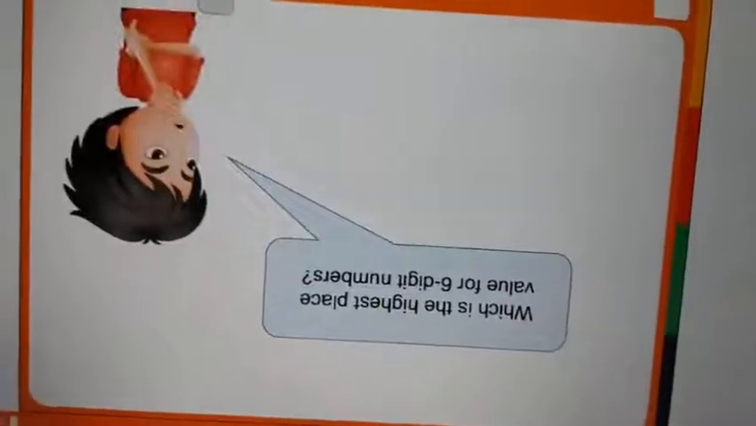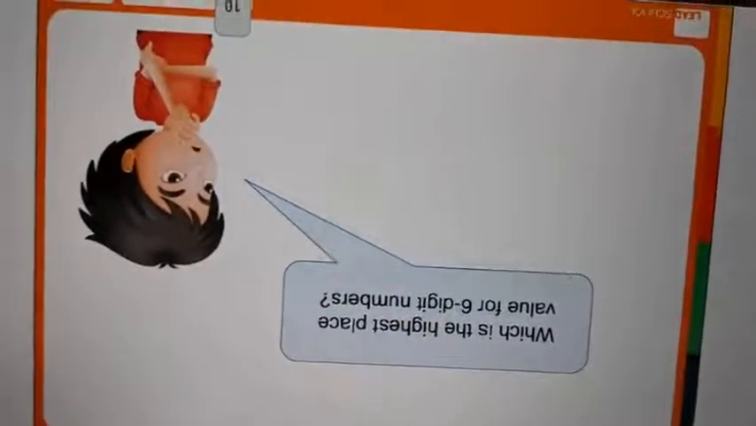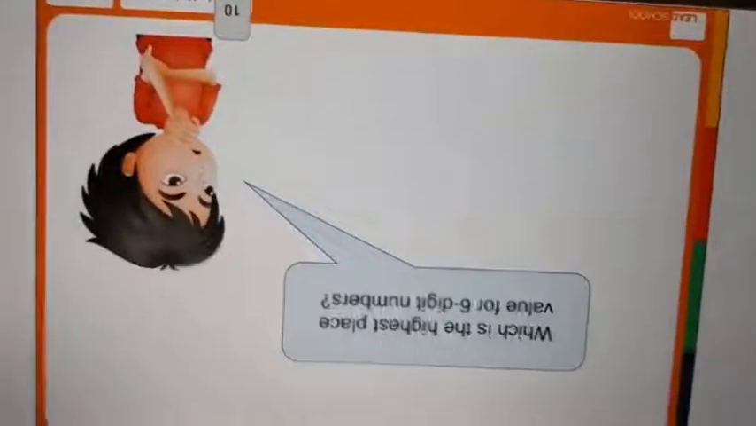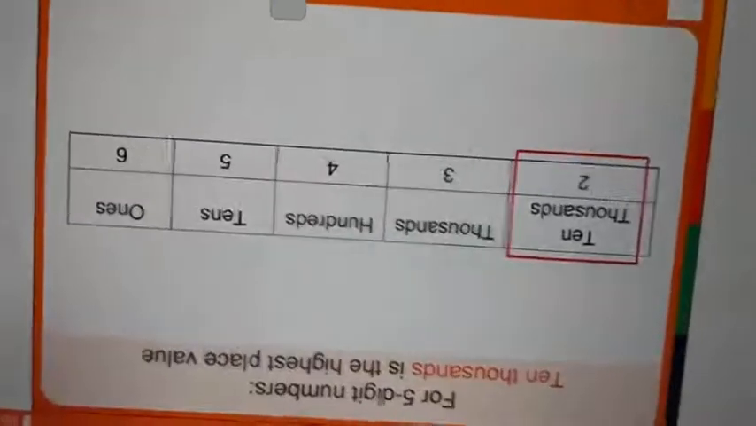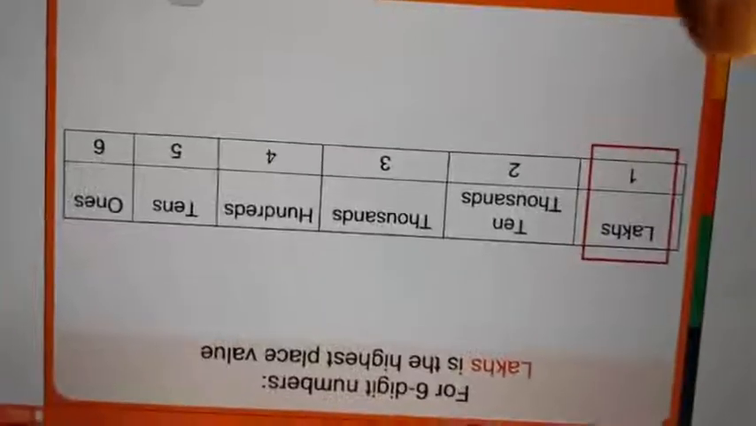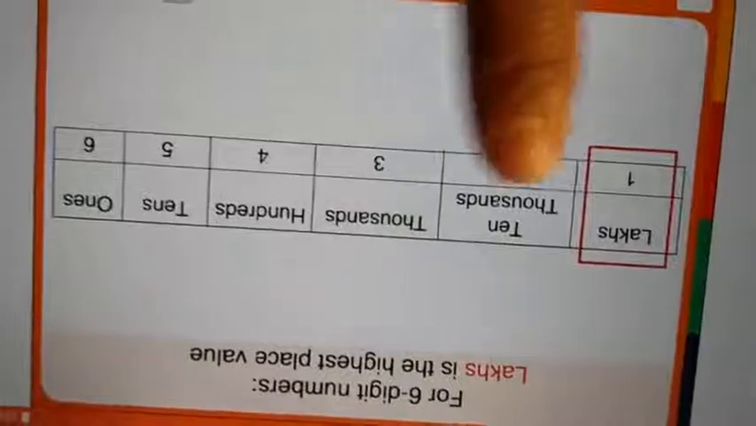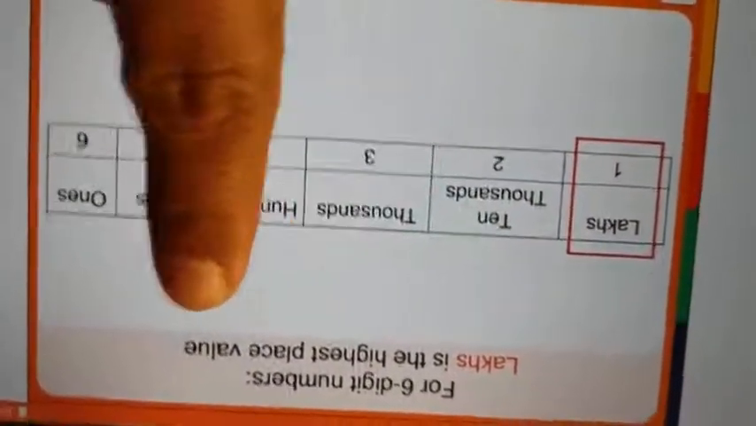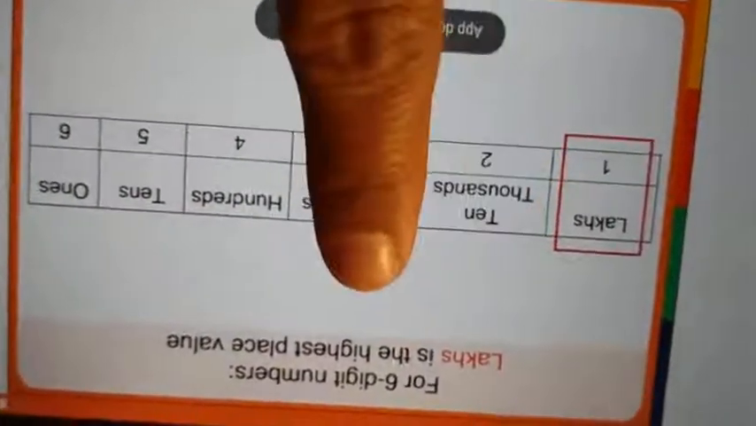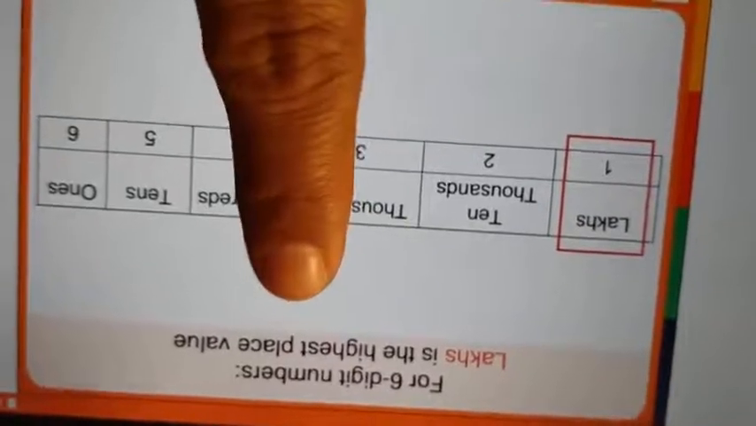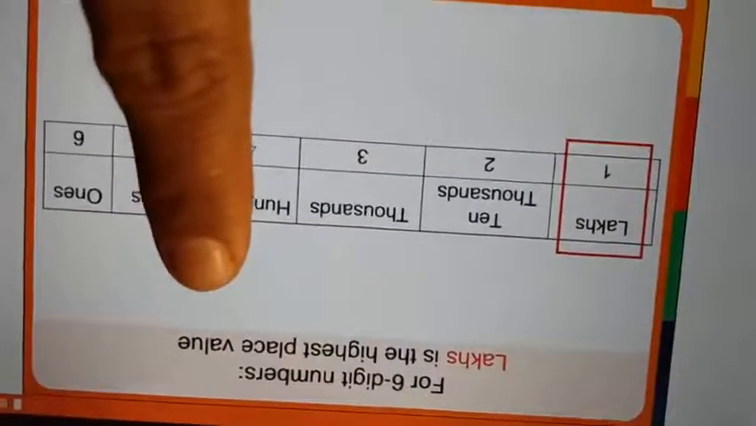Okay. Then which is the highest place value of the 6-digit number? 5-digit number में highest place value which one is there? 10,000. Now हमें कौन सा find करना है? We have to find for the 6-digit number. So 1s, 10s, 100, 1,000, 10,000 and lakhs. Correct? So lakhs is the highest place value of the 6-digit number.